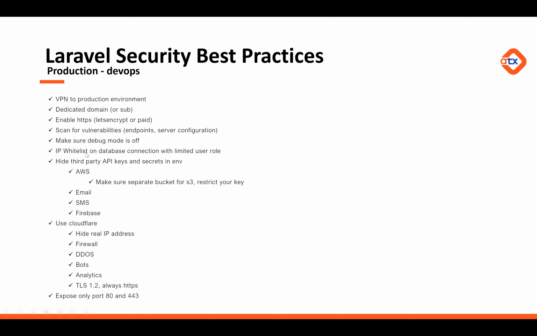Also for database connection, if you are using a different server for the database, make sure you whitelist that. That means the database is only accessible using an IP address or certain VPN with limited user role. Never use your root user for your Laravel application. It's very dangerous. Okay, another one is to hide third-party keys. For example, as I've mentioned earlier, AWS S3, and also email, SMS, and Firebase.